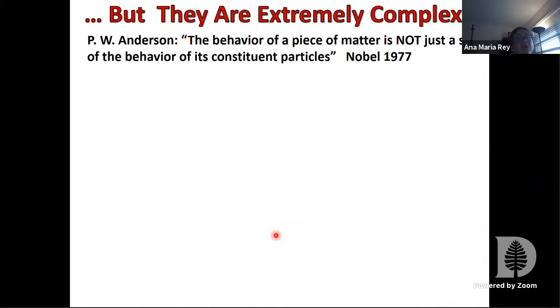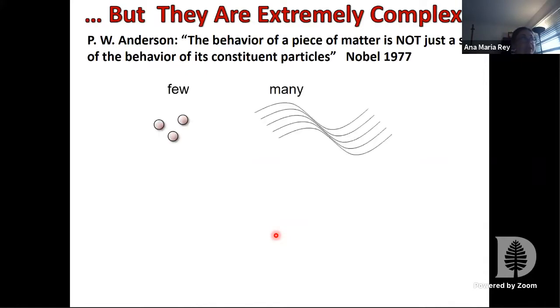So the point is that, as was explicitly emphasized by Phil Anderson, Nobel Prize in Physics in 1977, the behavior of a piece of matter is not just the sum of the behavior of independent particles. What I mean is that even if we understand the behavior of a few particles in the system, this will not necessarily allow us to predict or anticipate the emergent behavior when we have the many body system.